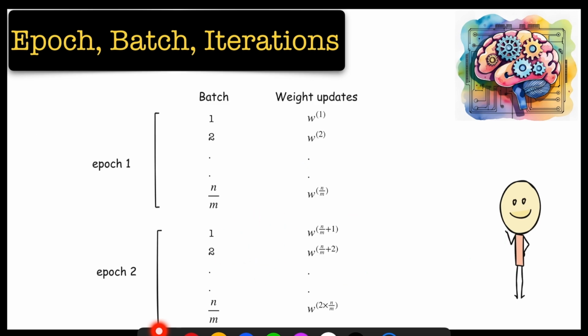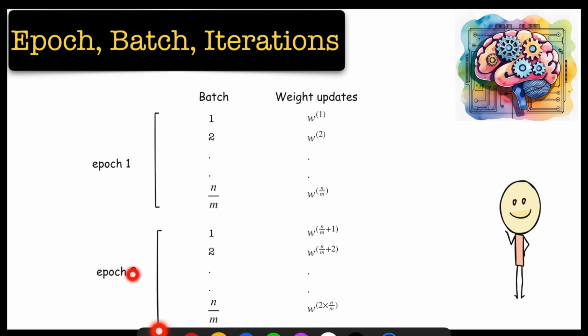Now this is how the weight updates look. Let's say this is epoch 1, this is epoch 2. We can have as many epochs as we want based on our dataset and training. In epoch 1, we have 1, 2 till n by m batches. And these are the weight updates. After the first iteration, the weight update is W1. After the second iteration, we get W2. This is the weight after the second iteration. And after n by m, we get W n by m.